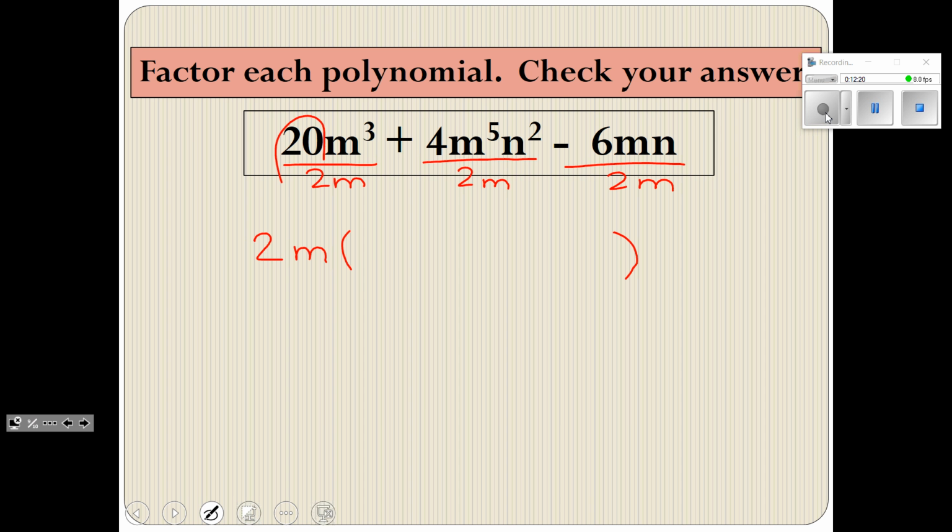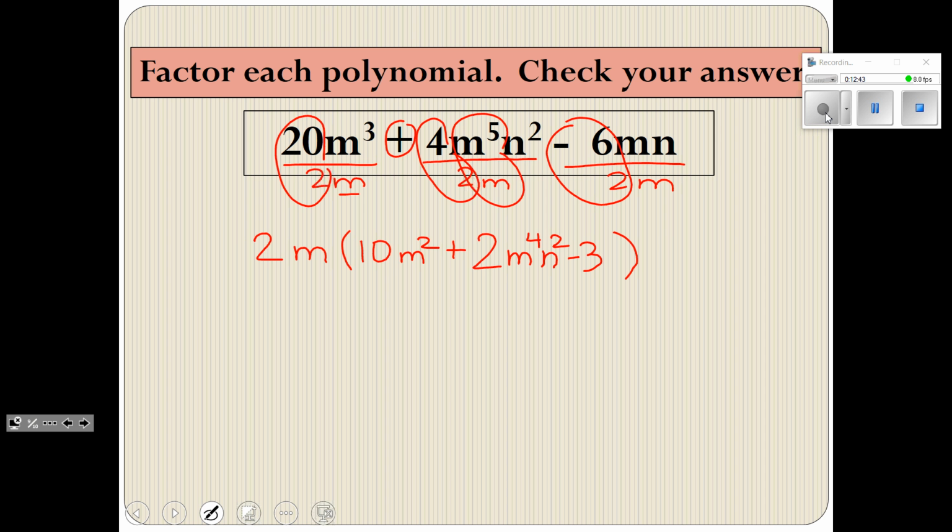20 divided by 2 is 10. M cubed divided by m is m squared. Then we have a positive. 2 positives make a positive. 4 divided by 2 is 2. M to the 5th divided by m is m to the 4th, and then we have our n squared. And then we are dividing with 1 negative, so that would be a negative 3. The m's become 1, they cancel out, and you're left with n.